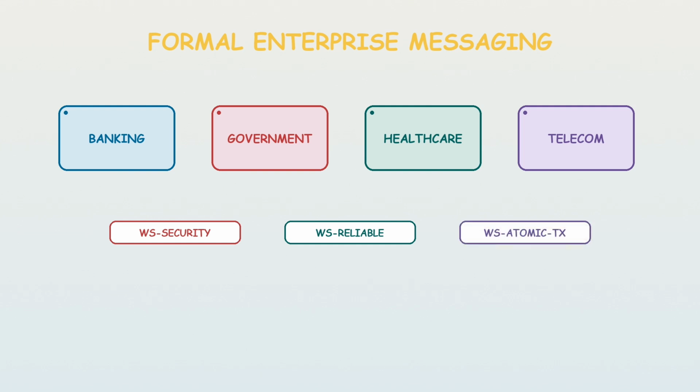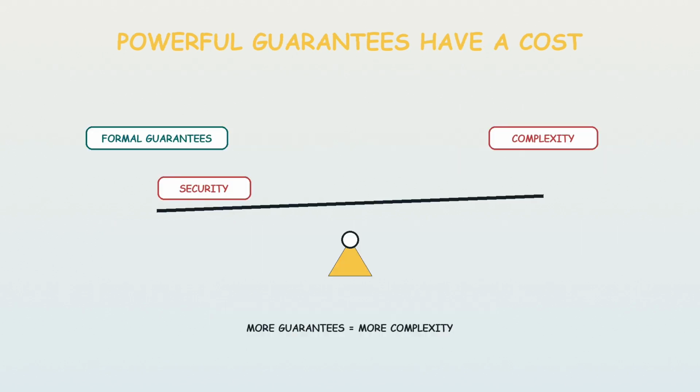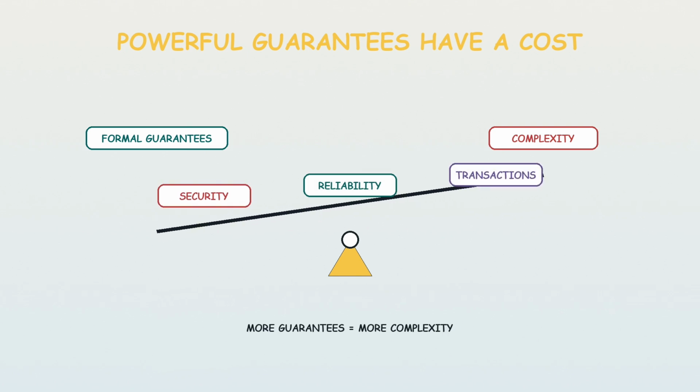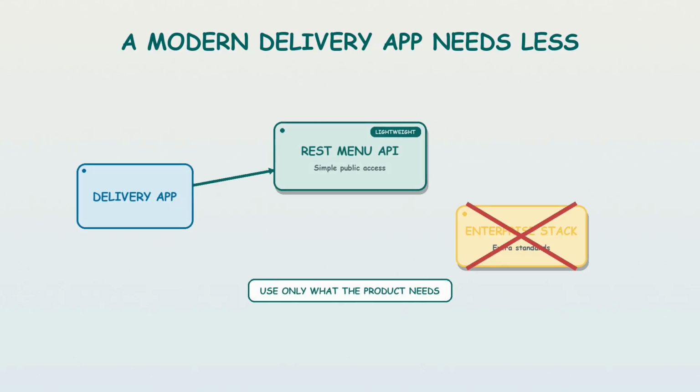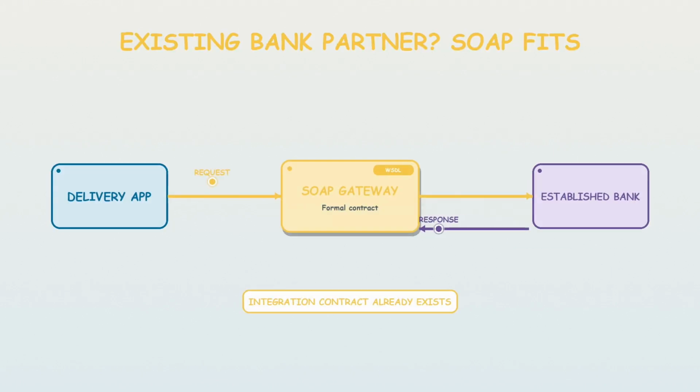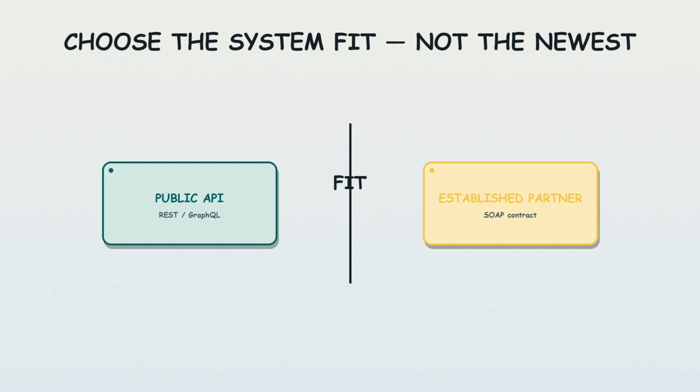Those capabilities are valuable when several organizations must follow a formal agreement for years. The cost is complexity. XML is verbose. The tooling can feel heavy, and many modern applications do not need the complete set of enterprise standards. A new delivery app probably would not choose SOAP for its public menu API, but it may still use SOAP when connecting to an established bank or corporate partner. The right choice depends on the system you must integrate with, not on which technology is newest.